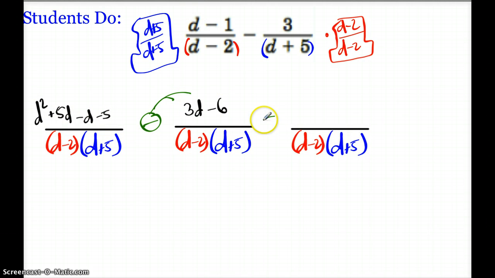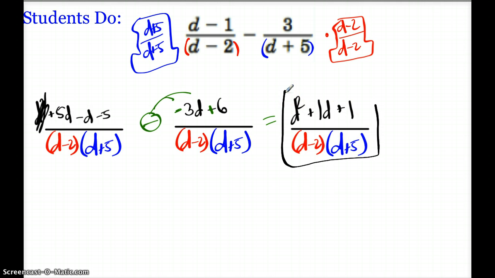The equal sign. Okay, so this will be negative 3d now and positive 6. We'll combine all of our like terms now. D squared, it's only one of them. Okay, I have 5 minus 1 minus 3. So it's 5 minus 4, which is plus 1d, and then negative 5 plus 6 is plus 1. Again, this will not factor. It really looks like it will, but actually it won't.